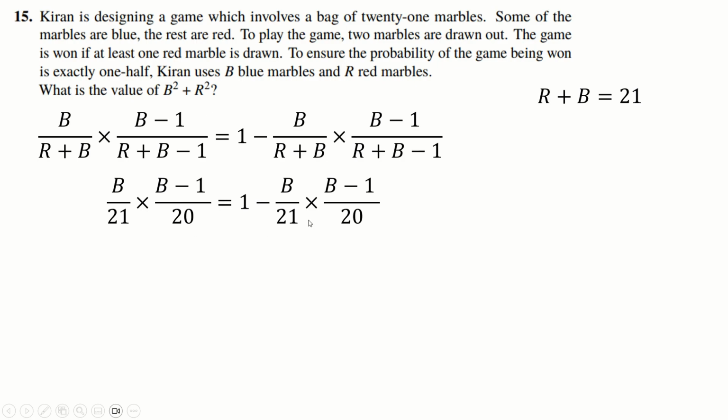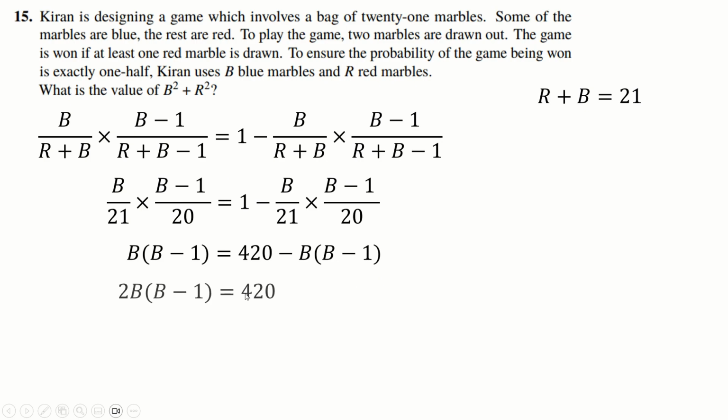Times everything by 420, because of course you can. Add this to both sides, divide by 2. Looking for a number, times by the number beneath it to make 210. I just know that's 15. You could solve a quadratic if you want to, but it's just 15, which means r is 6.